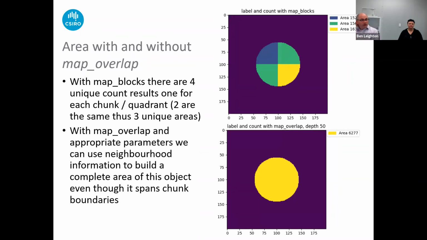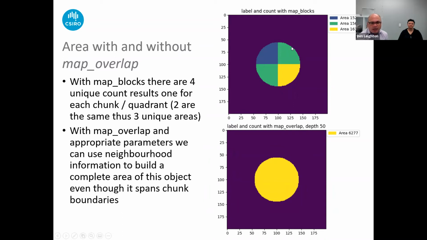So if we calculate the area of that circle with and without map overlap, using the label function, we can see that we're going to get some pretty interesting and strange answers. With map blocks, there are 4 unique count results, 1 for each chunk and quadrant. 2 of them are the same, which is why we've only got 3 answers here. But it doesn't give us an answer where we can look at any pixel and understand what patch area it belongs to.